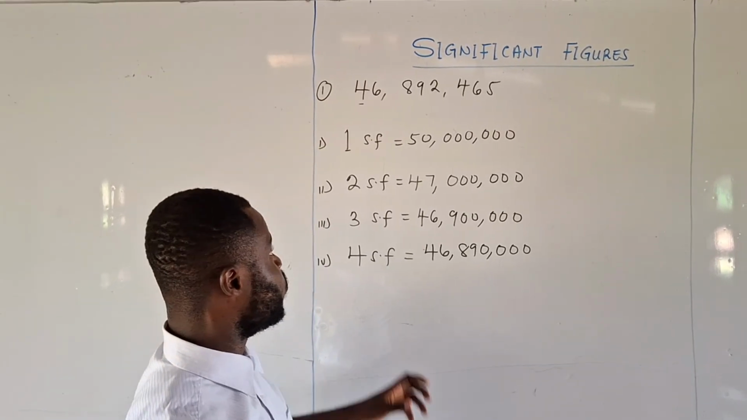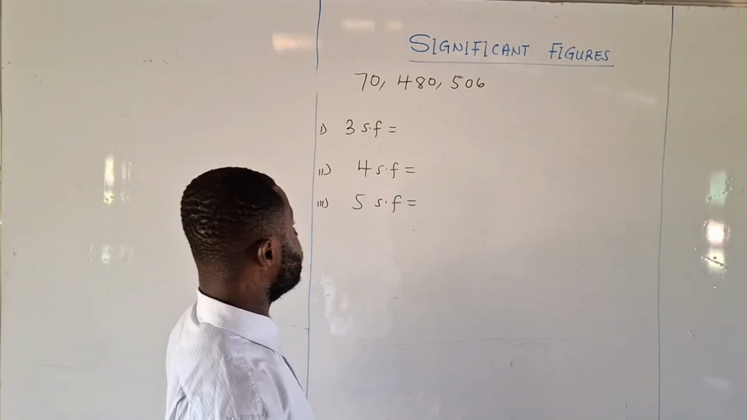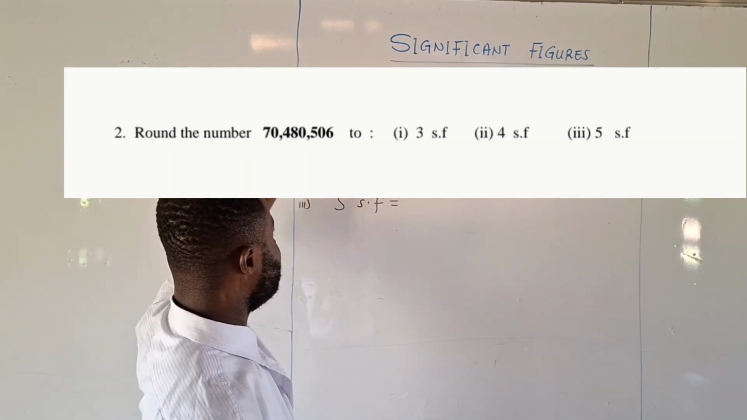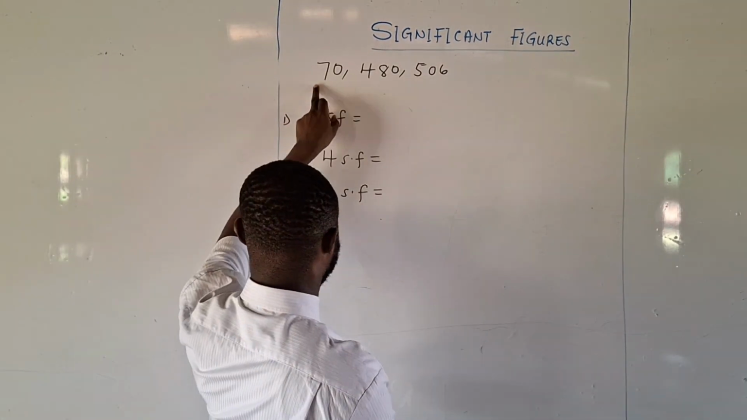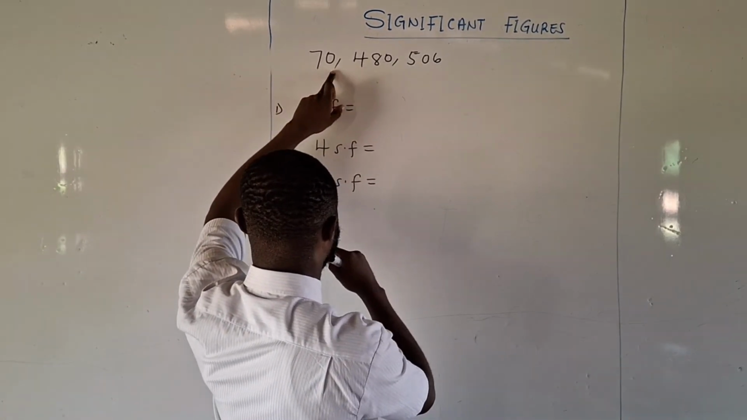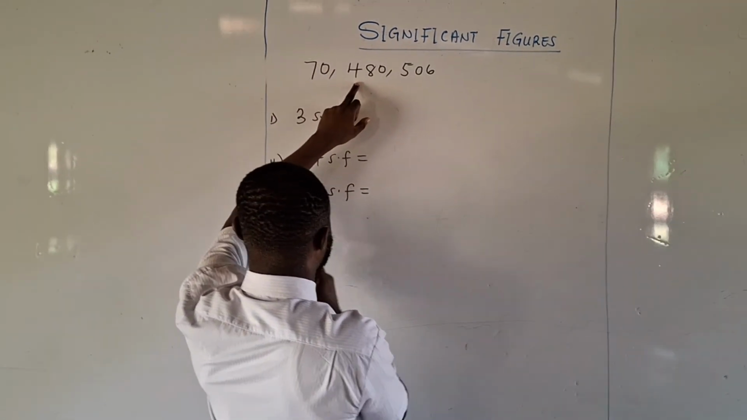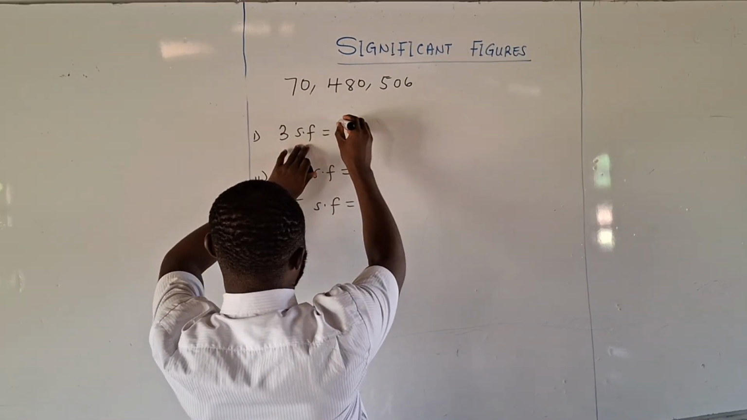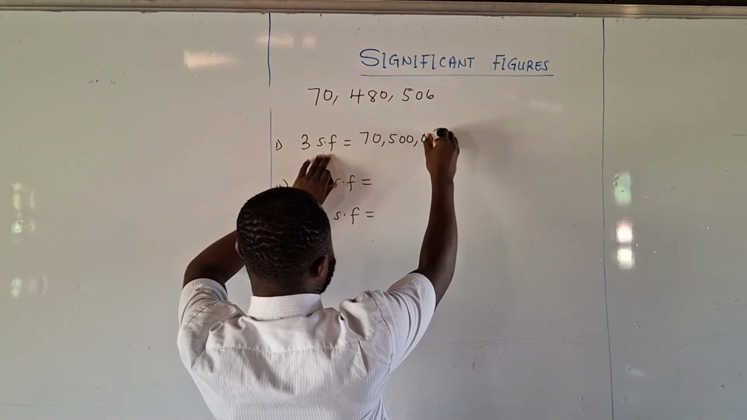Now let's take question 2 on significant figures. So the second question posted on the screen, 70,480,506. We are expressing this in 3 significant figures, 4 significant figures, and 5 significant figures. Now the first significant figure is 7. The second one is 0 because the 0 is coming after a whole number, it is also significant. So the third one is going to be 4. But the number after the 4 is 8, which is a roundable number. So we add 1 to the 4, making it 5. So we have 7, 0, 5, 0, 0, 0, 0, 0.